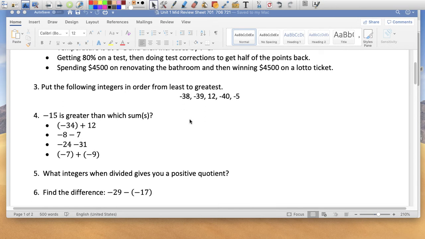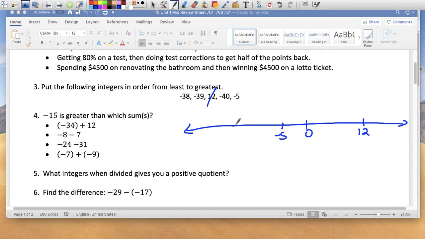Put the following in order from least to greatest. Okay, so I know you didn't do too many of these, because it's pretty much obvious. One of the things you can do to help yourself is put them on the number line. You don't have to put all the dashes, but 12 is about here. Negative 5 is about here. Negative 38, and this is negative 39, and this is negative 40. And as you can tell, they are in order from least to greatest, starting from the left and going that way.